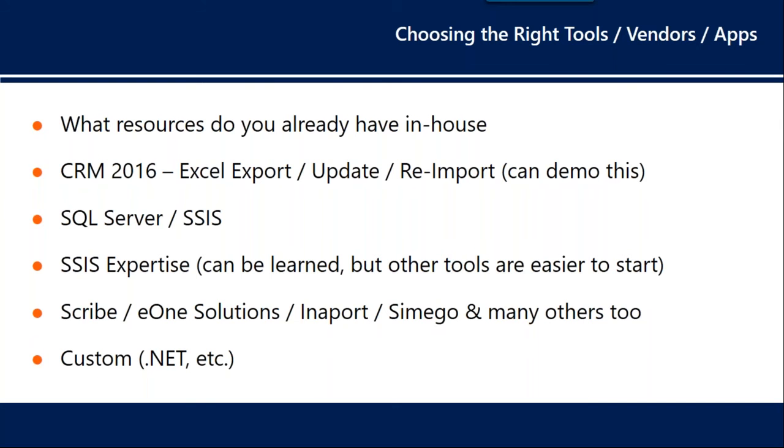So you want to look at the pricing. You want to see what the pricing model is, because with Scribe, they're looking at how many users you have in your CRM system, whereas with E1 Solutions, it's one price for the server. It doesn't matter how many users you have in your CRM system.